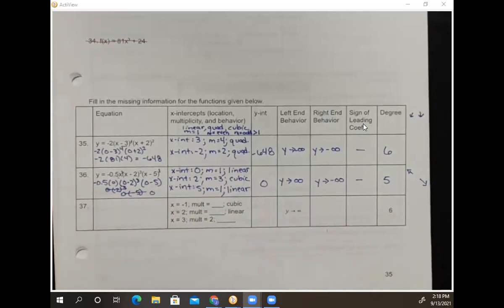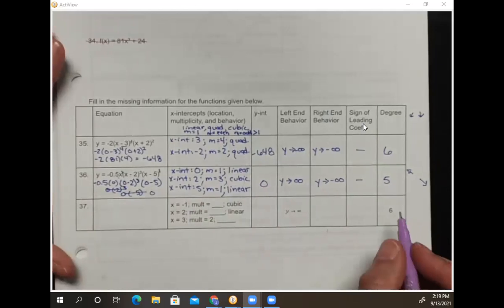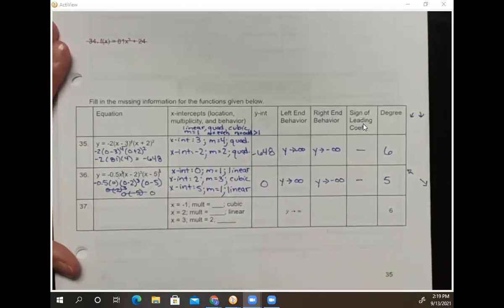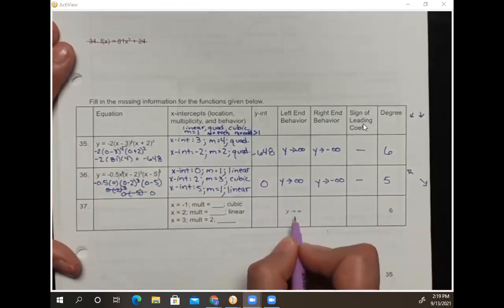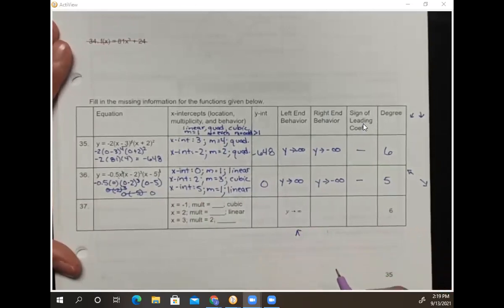And then finally, number 37, they didn't give us the function for number 37. We're going to write it based on the information that they did give us. So they gave us a degree, they gave us a part of our end behavior. So let's start here. I know my degree is even, and on the left end, our arrow goes up.